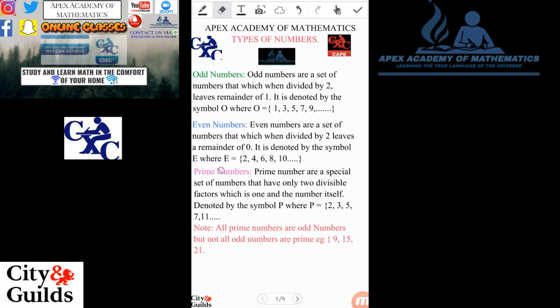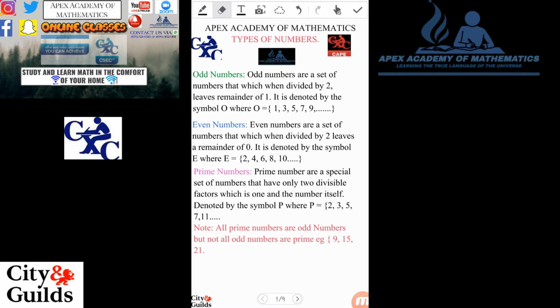Now, one of the numbers that students often have problems identifying are the prime numbers. Not only do they have problems identifying what they are, but they also have a big problem understanding the definition of a prime number. So I am going to go ahead and explain that for you here. It says here that prime numbers are, and I added the word special, a special set of numbers that only have 2 divisible factors.